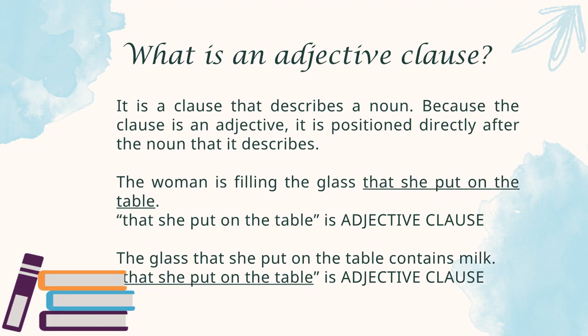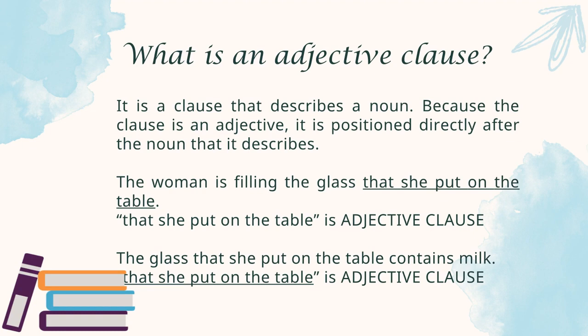In the first example, there are two clauses. Woman is the subject of the verb is filling, and she is the subject of the verb put. That is the adjective clause connector that joins these two clauses, and the adjective clause that she put on the table describes the noun glass.